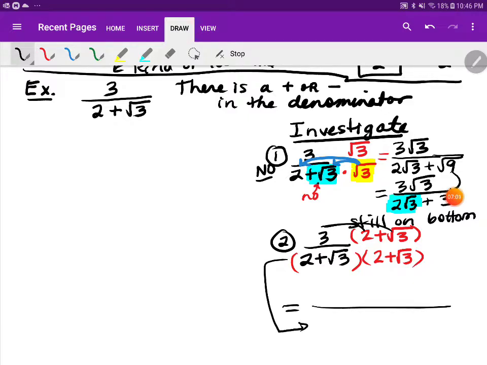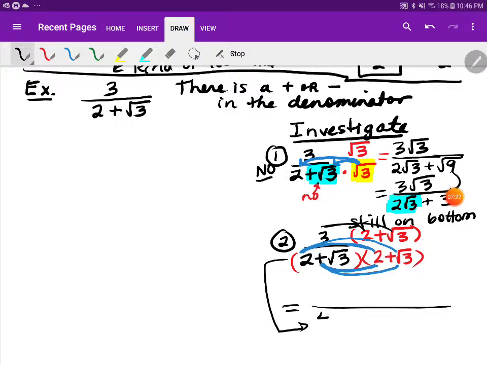Now this looks like what you were doing yesterday. So you were multiplying the 2 times the 2, distributing, remember? And then 2 times the positive rad 3. Positive rad 3 times 2. Positive rad 3 times 3. Seems like a lot of work, but let's see. If it works, that's our whole plan. It doesn't matter how much work it is.